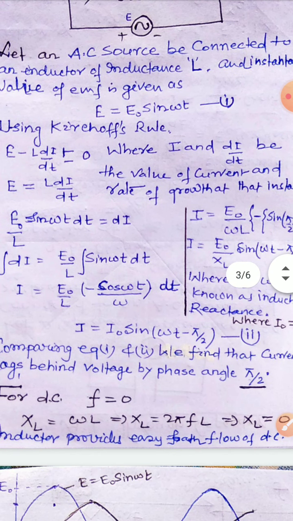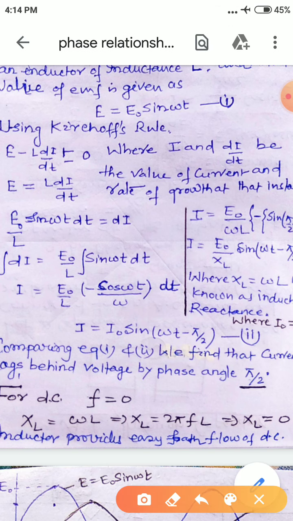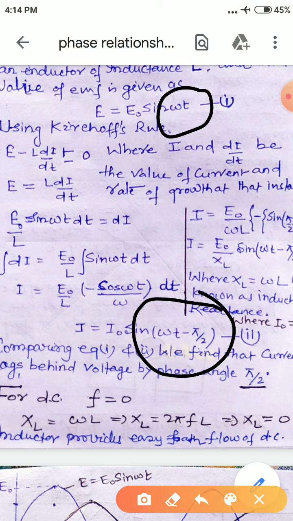Now compare the phase angle of the alternating current, omega t minus pi by 2, and the alternating EMF, omega t. So EMF is omega t and current is omega t minus pi by 2. That is, current lags behind voltage by phase angle pi by 2. The phase angle between current and voltage is 90 degrees, and current is lagging behind the voltage.